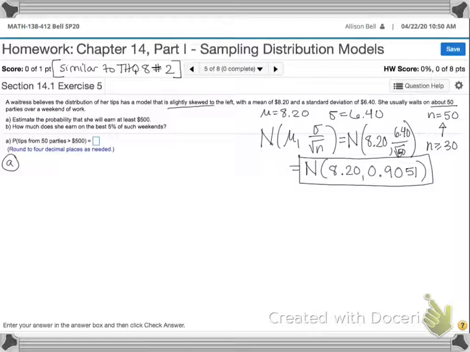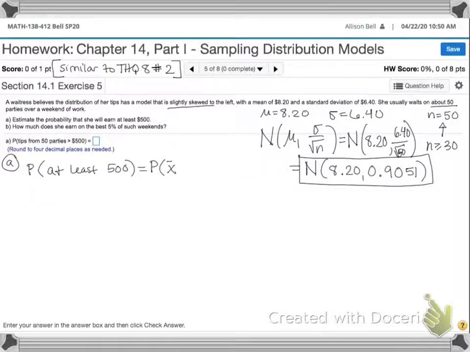This says estimate the probability she will earn at least 500. So at least 500 is what we want her to earn. But if we recall, we are given that she makes $820, or sorry, $8.20 per table, right? She doesn't make that in a weekend. So we need to figure out what this means in terms of the average for each table.